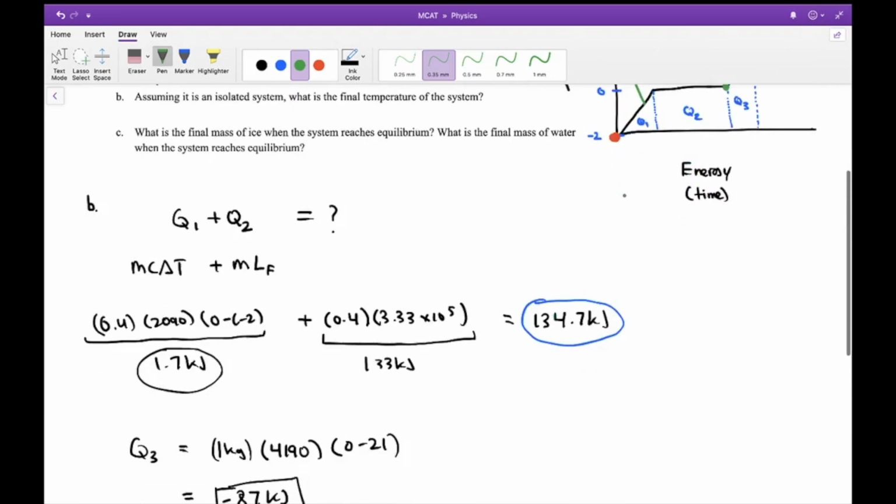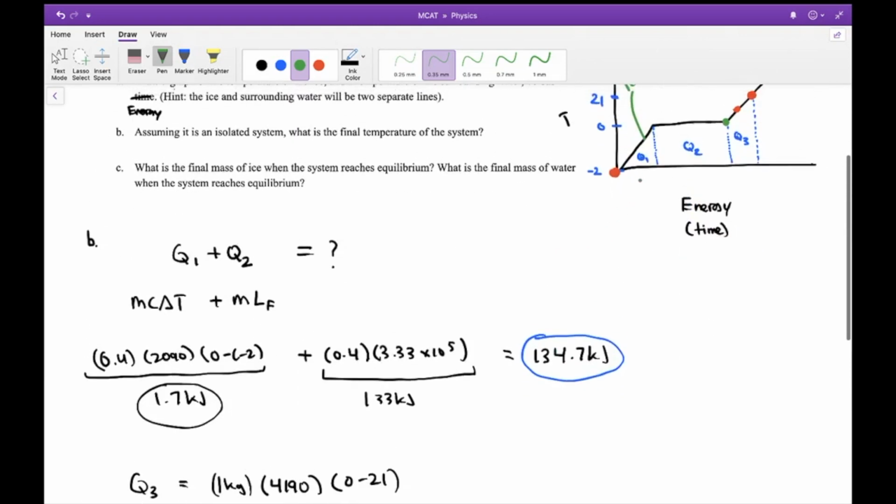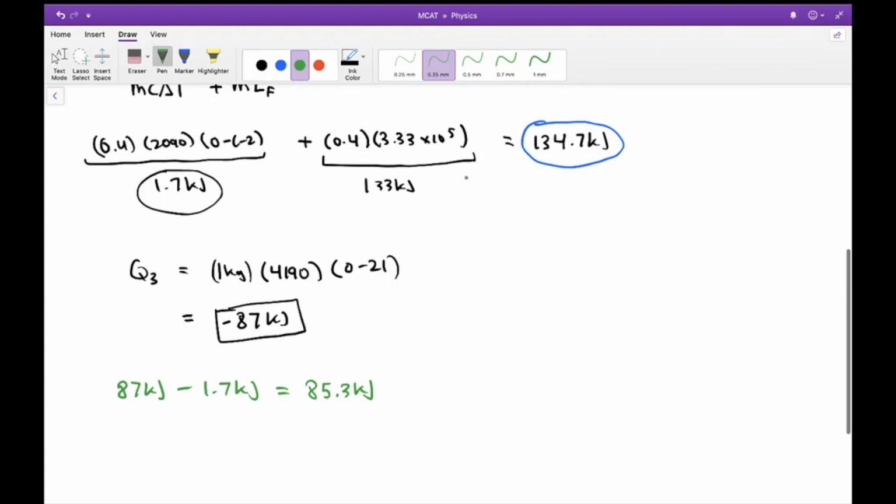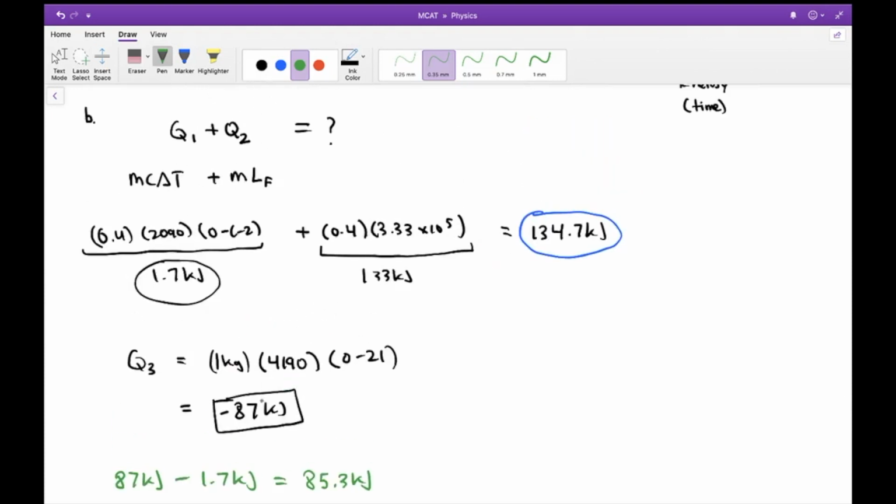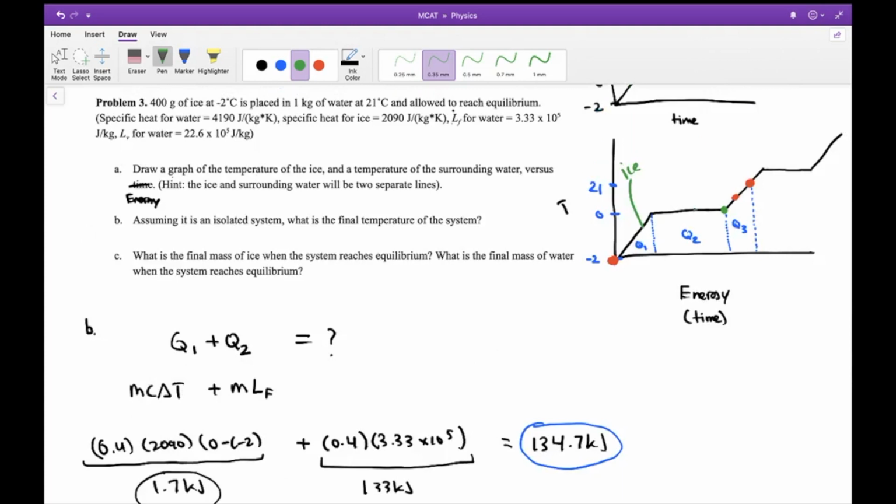So once we get past this Q1 hump, which we easily did because we had 87 kilojoules to give from the water, and we only needed 1.7 kilojoules of that 87 to get past that bump, we didn't have that remaining 133 over here to get past 0 degrees. So we're stuck somewhere on this axis, somewhere here.